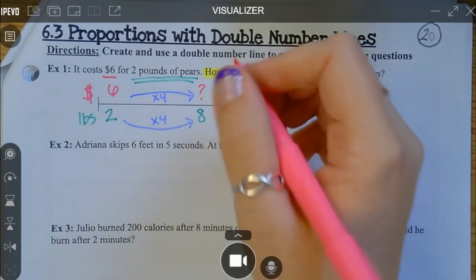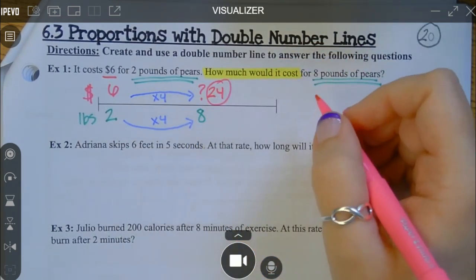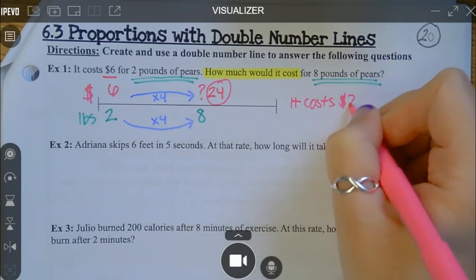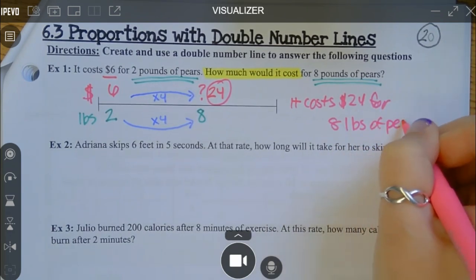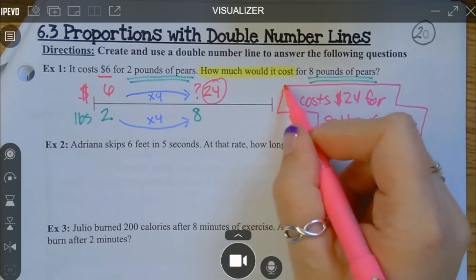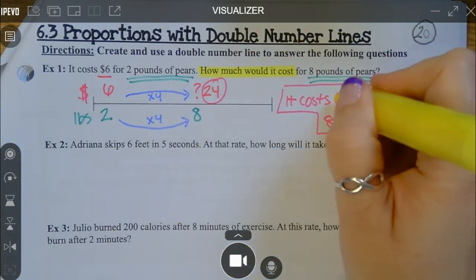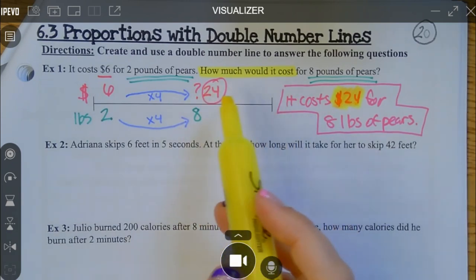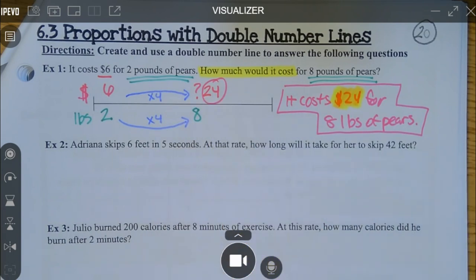Now, what is 6 times 4? It's 24. So that means I'm going to put just 24 in my answer column, but essentially what you're saying is it costs $24 for 8 pounds of pears. Okay, now I'm not going to write this out every time, but in case they ask like, hey, can you write your answer in a sentence? That's a sentence. But if they're asking like, just give me the answer, it's $24. And that's what I'm solving for because it says how much would it cost for 8 pounds. It's going to be that unknown of 24. Okay, I told you it wasn't that bad, right?